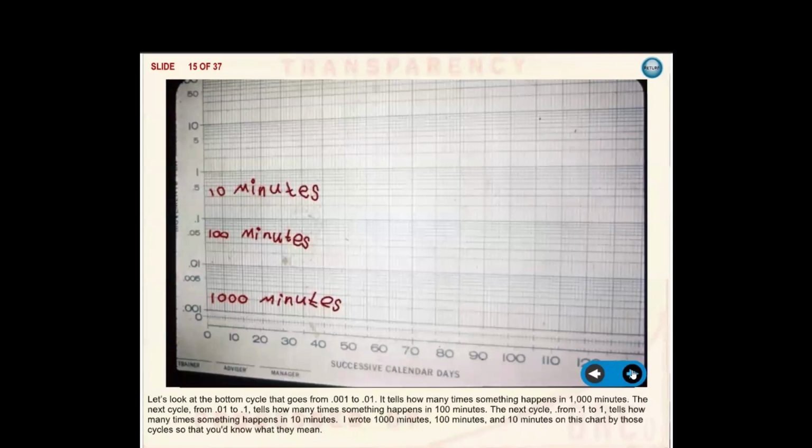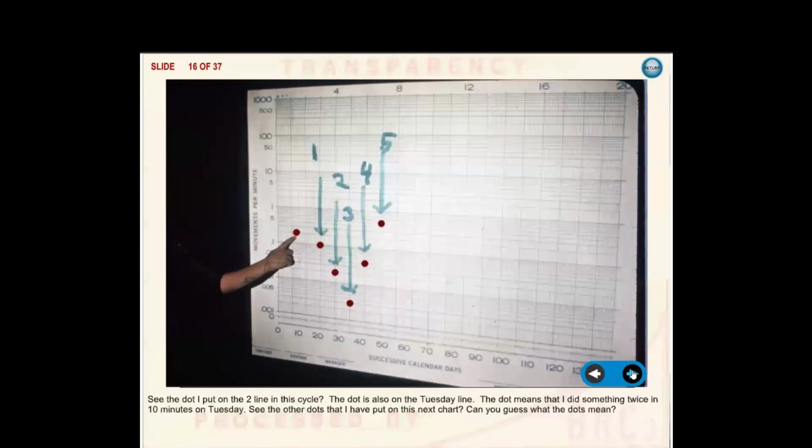Let's look at the bottom cycle that goes from 0.001 to 0.01. It tells how many times something happens in 1,000 minutes. The next cycle from 0.01 to 0.1 tells how many times something happens in 100 minutes. The next cycle from 0.1 to 1 tells how many times something happens in 10 minutes. I wrote 1,000 minutes, 100 minutes, 10 minutes on the chart by those cycles so that you know what they mean. See the dot I put on the 2 line in this cycle? The dot is also on the Tuesday line. The dot means that I did something twice in 10 minutes on Tuesday.